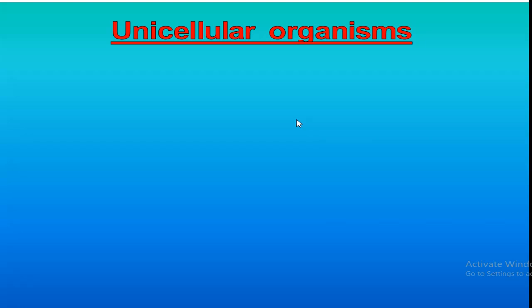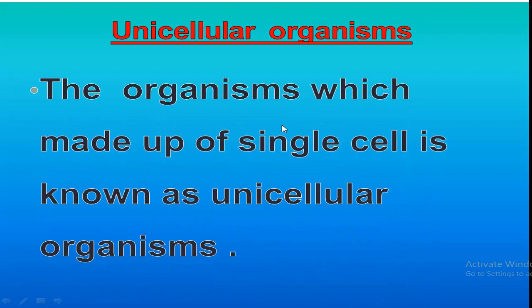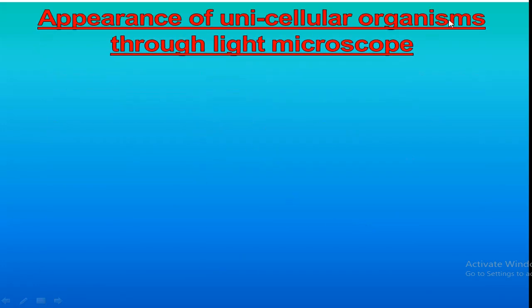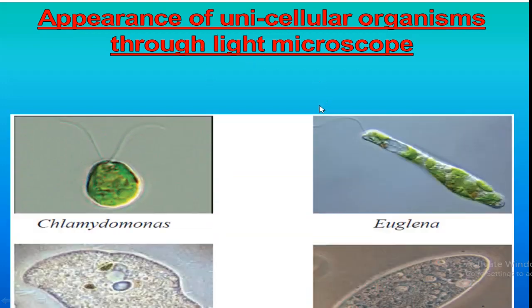Before learning about the cellular organization, we have to learn about the unicellular organism. What is the unicellular organism? Unicellular organism means the organisms which are made up of a single cell. The organism which is made up of a single cell is known as unicellular organism, right? Then we will learn about the appearance of unicellular organism through the light microscope.